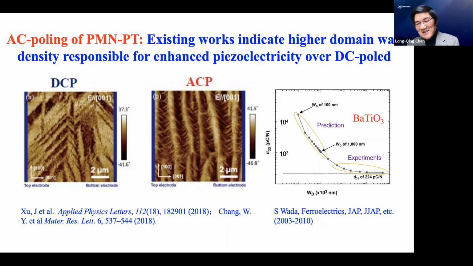refining the domains. Now, I'm not going to go into the details of why it's so in barium titanate, because barium titanate is a tetragonal ferroelectric crystal. Now for PMN-PT, it can be tetragonal, but mostly it's rhombohedral or a mixture of rhombohedral and tetragonal crystals. But anyway, all the existing works claim it's because of smaller domains.